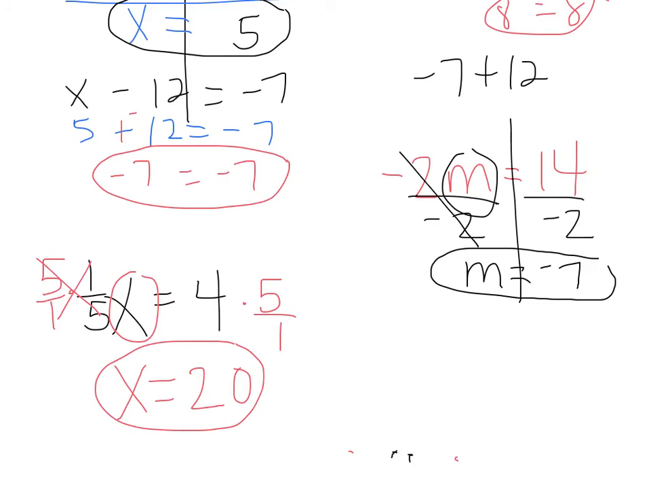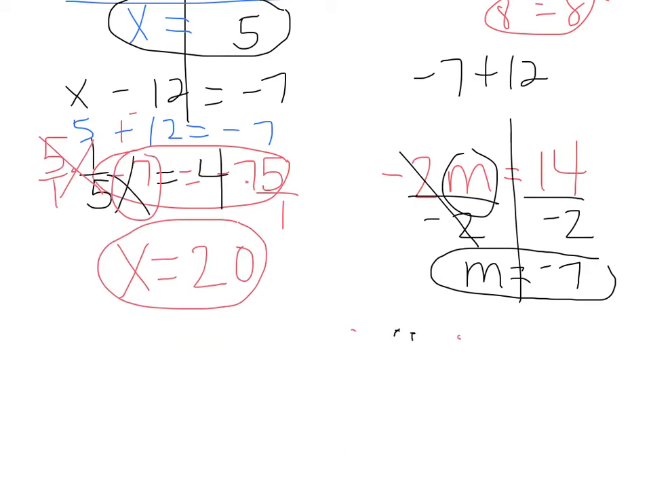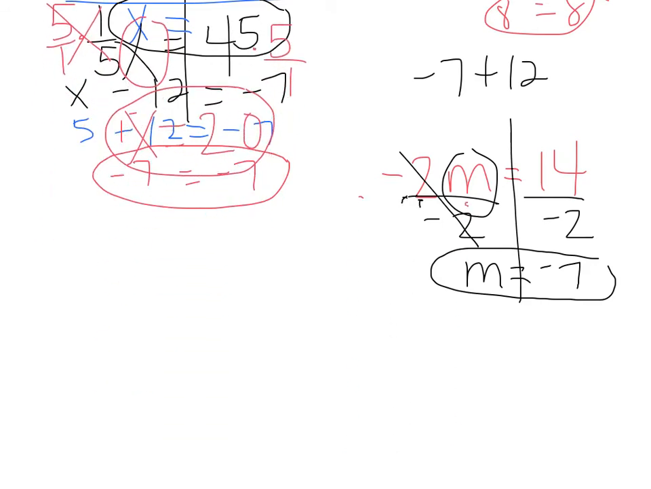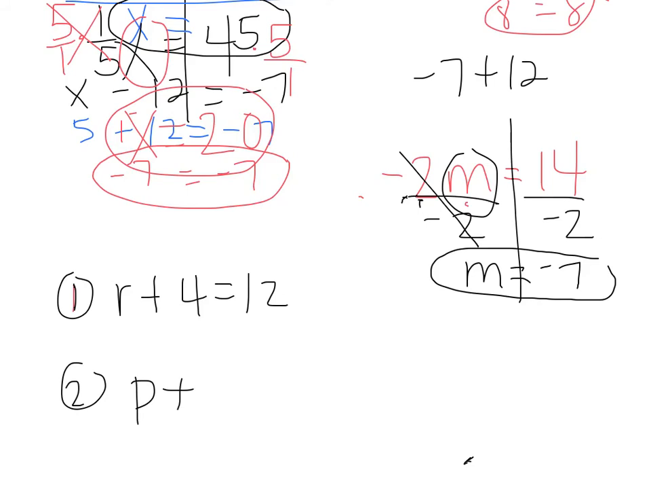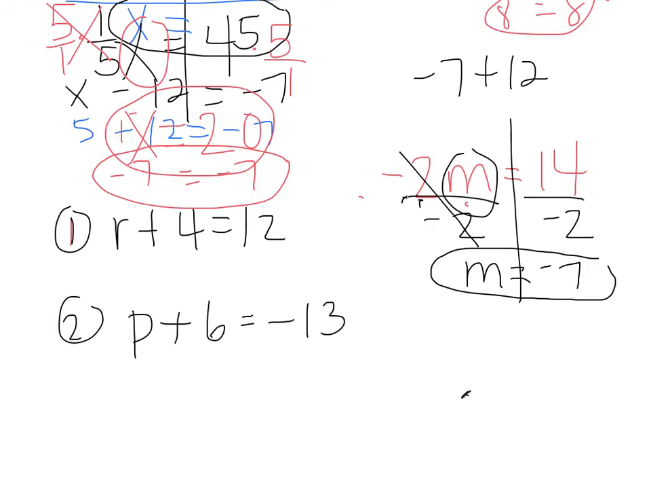Okay, so those are one-step equations. So I'm going to go to the next page, and I'm going to give you a couple that I want you to try on your own. Okay, so number 1. r plus 4 equals 12. Number 2, p plus 6 equals negative 13. Number 3, negative 3x equals 21. So take a second and go ahead and try those.